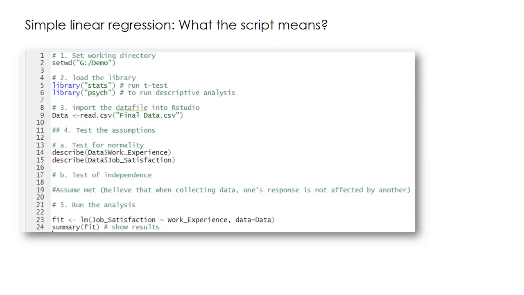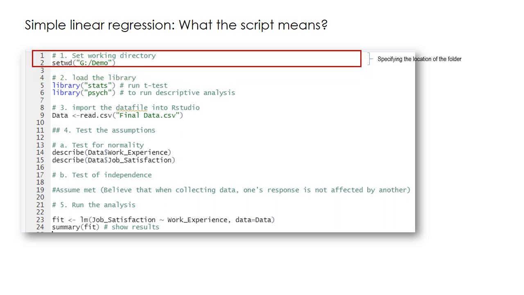So how does this simple linear regression script look like? As we said, the first step is to set the working directory. So we have to specify the location of the folder. In my case, I have set it at the G drive and under the folder called demo. But when you are doing it, you have to change it. Always create a folder on your desktop, in your documents, or even on your pen drive, label it properly, and then set it as your working directory.